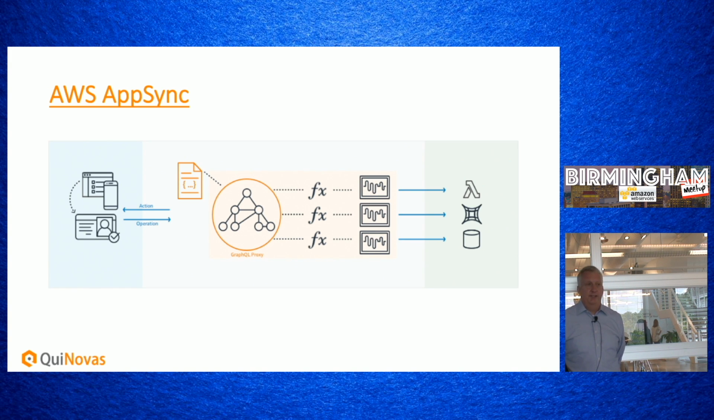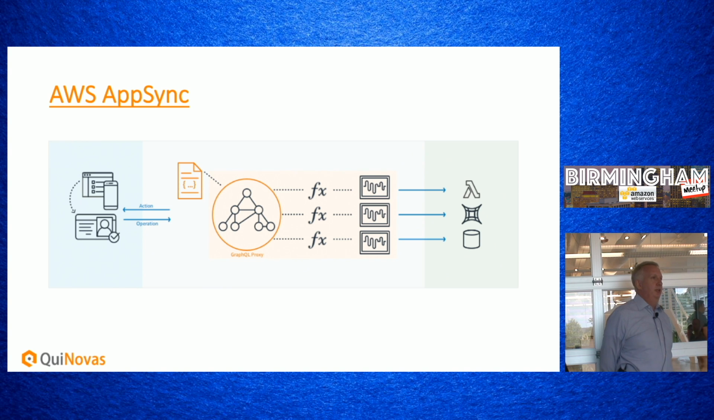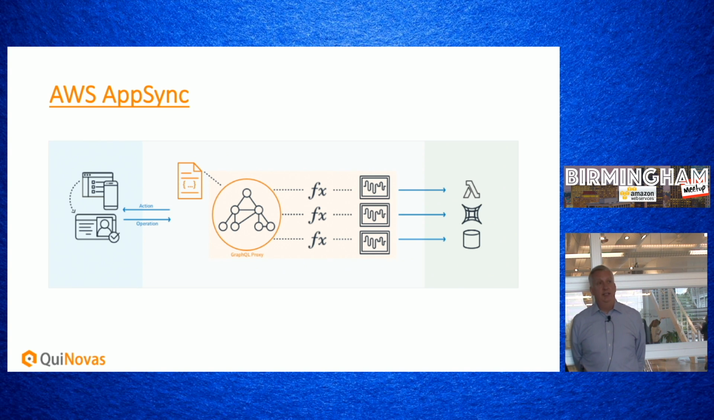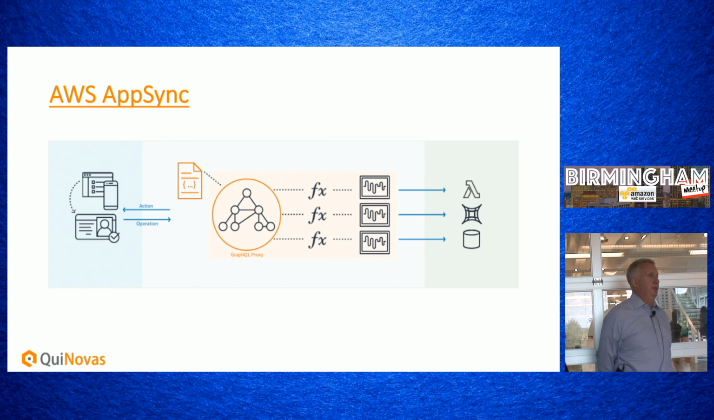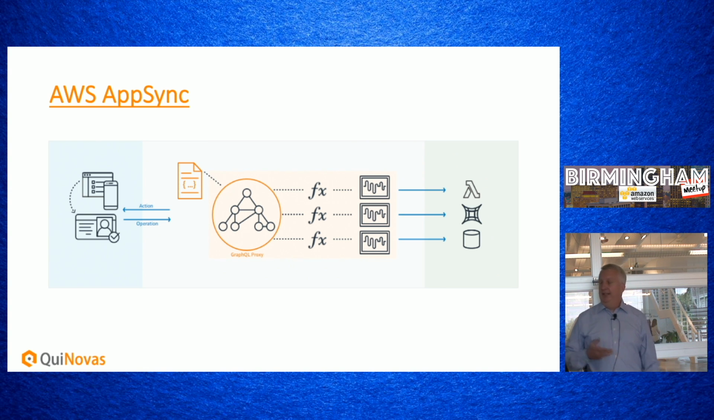So AWS has answered this with something called AppSync. We'll get into the details in a second, but it's basically a fully serverless GraphQL implementation that allows you to very rapidly build APIs, quote unquote, for your front-end applications, and allows you to modify those very, very quickly. And this is actually the AWS diagram.